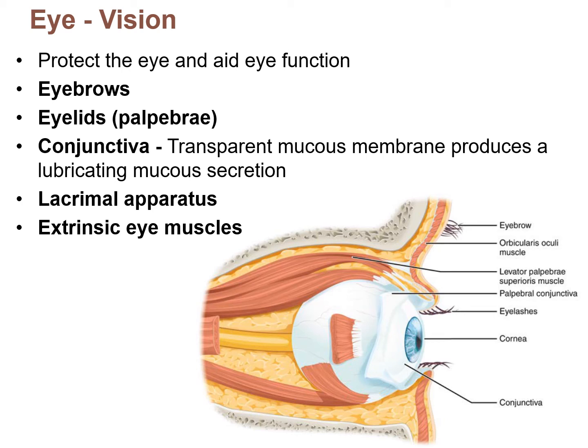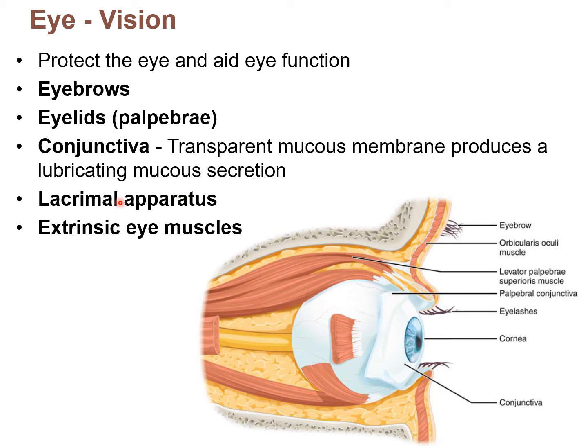Now we get into, I think, our final somatic sense, which is vision, and involves the eye. So we have these different structures here that protect the eye. Of course, there's eyebrows, eyelids, that's fine. Conjunctiva is this membrane that you see covering the eye. It's transparent. It produces a lubricating secretion. You have a lacrimal apparatus, which you'll see on another slide.